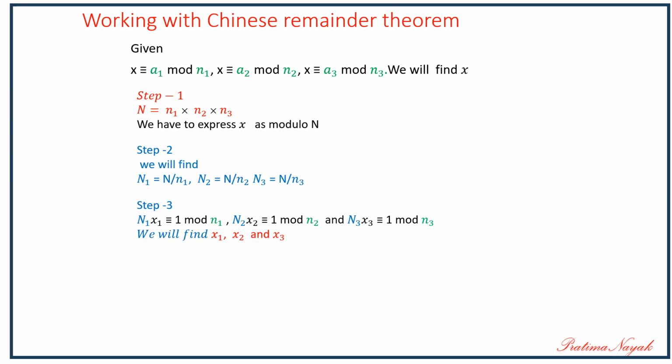Step 3, you will find the value of x1, x2, x3 with three equations. N1 x1 is congruent to 1 modulo n1, N2 x2 is congruent to 1 modulo n2. This step is very important, and N3 x3 is congruent to 1 modulo n3. Now, after getting x1, x2, x3, as I told, this step is slightly critical. Now, step 4, we will get the sum of a, N and x, that is nothing but a1 N1 x1, a2 N2 x2, a3 N3 x3, modulo N.